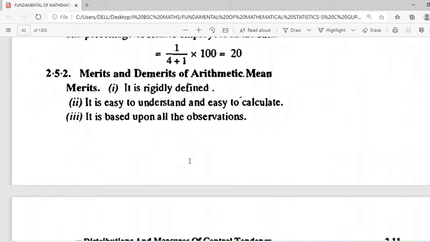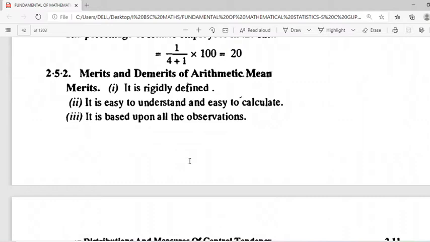We cannot apply every measure to every problem. We have to apply a measure to a problem based on the requirement, the nature, or the merits. So we have to understand the merits and demerits of each and every central tendency. First of all, we are considering the merits and demerits of arithmetic mean because we have already studied it.